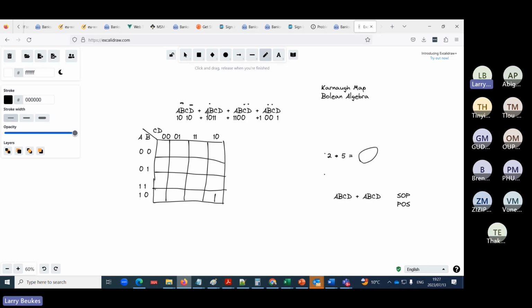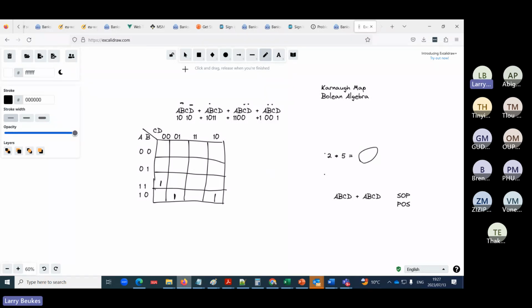Then we have AB 1, 0. We're going to look for AB 1, 0, CD 1, 1. Here it is. We're going to plot in the cell. So here 1, 1, 0, 0. We're going to plot in this cell, right? Then 1, 0, 0, 1. We're going to plot in this cell, right? So now these are your ones. So these are your main terms from the sum of products.